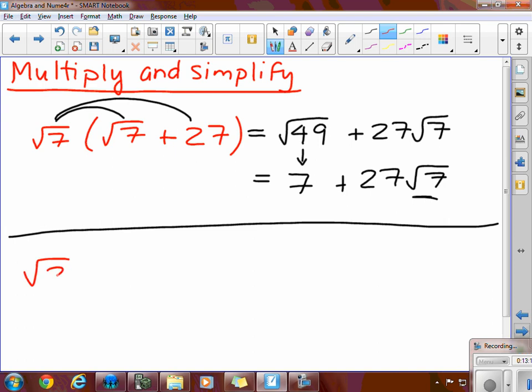Root of 2 times the root of 81 plus the root of 2. Easy enough.